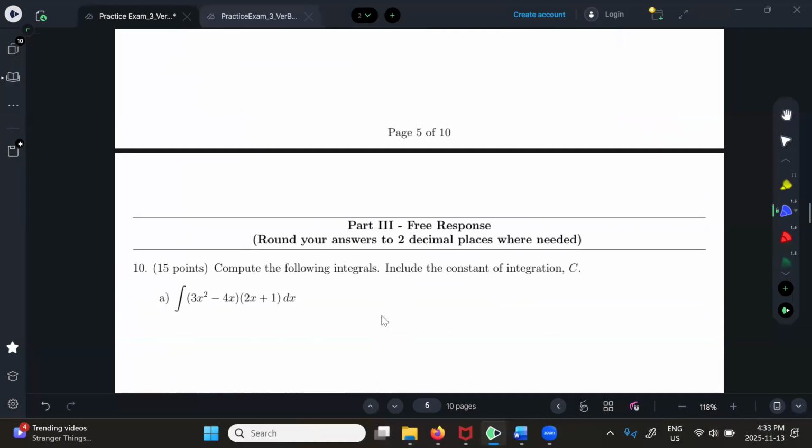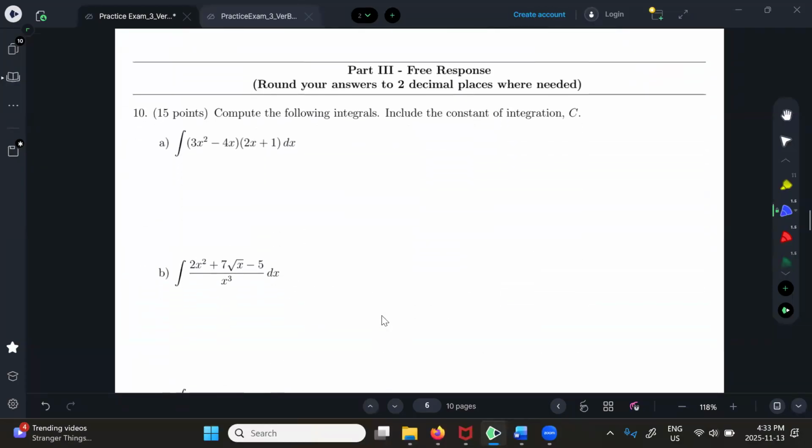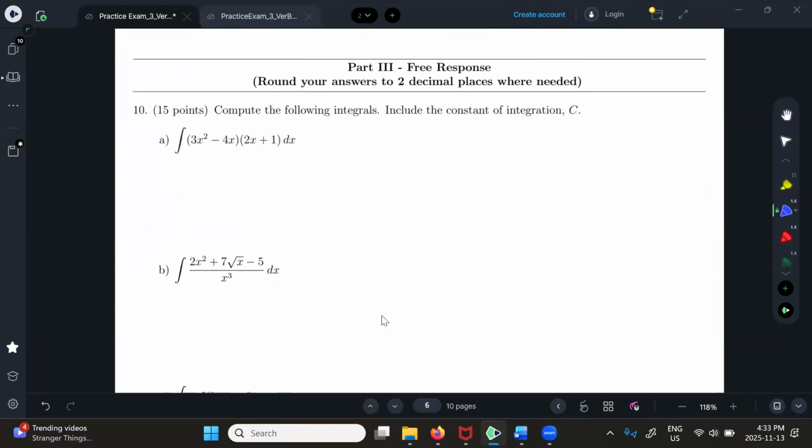Free response. Okay. As everybody knows, we are in the world of integration now, anti-derivatives as we call it, right? This is a practice exam. Of course, it's going to be a little bit lengthier, more difficult, with more questions. The actual exam is going to have similar types of questions, fewer of them, and less difficult.